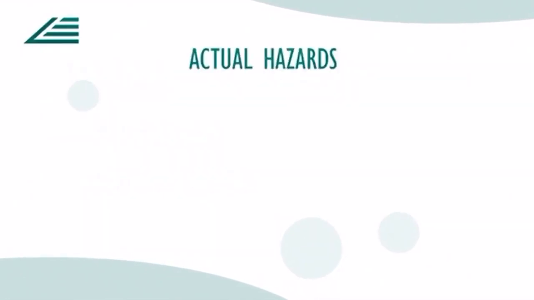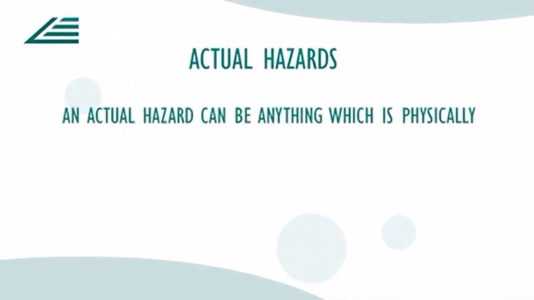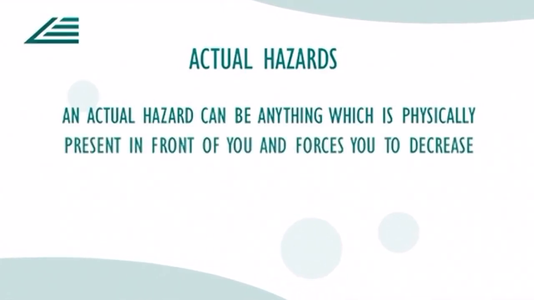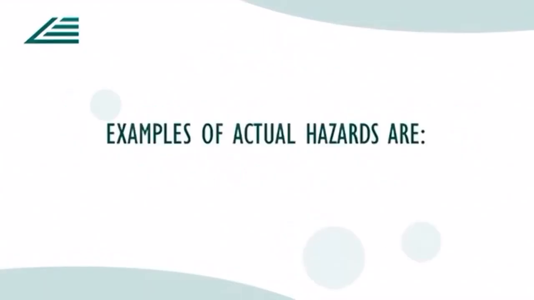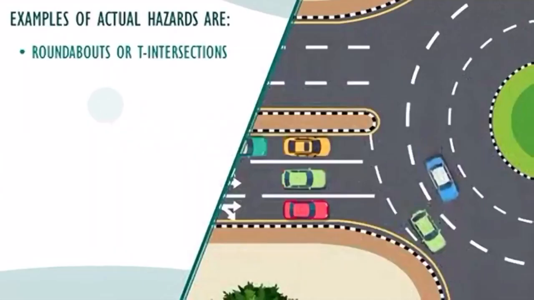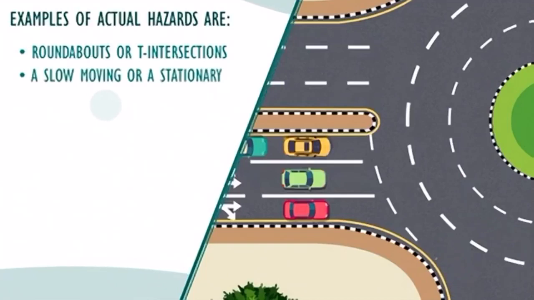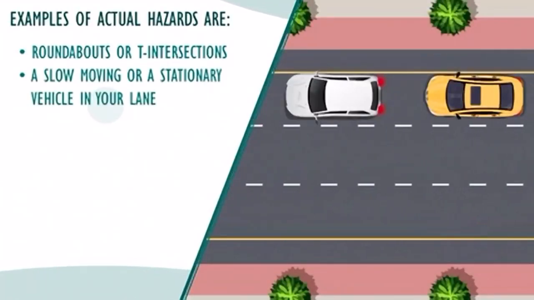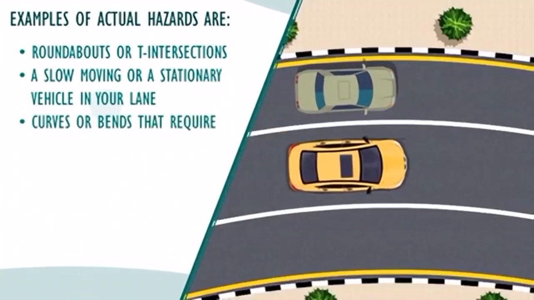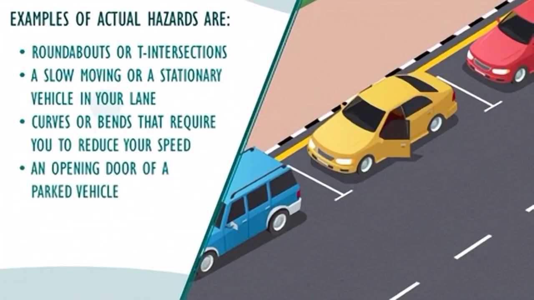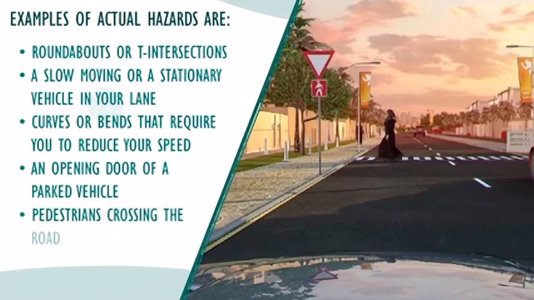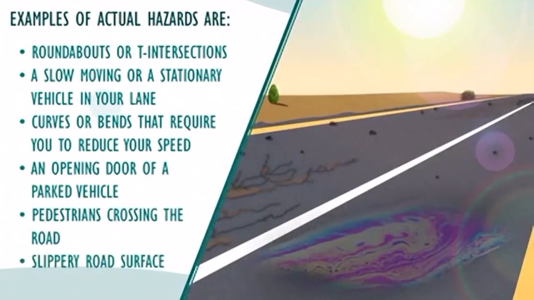Let's learn about actual hazards. An actual hazard can be anything which is physically present in front of you and forces you to decrease the speed or alter the direction. Examples of actual hazards are roundabouts or T-intersections, a slow-moving or stationary vehicle in your lane, curves or bends that require you to reduce your speed, an opening door of a parked vehicle, pedestrians crossing the road, slippery road surface.